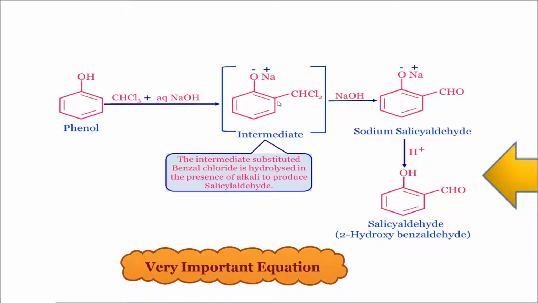Benzal chloride is C6H5CHCl2, to which ONa is also attached. So this is an intermediate product, sodium phenoxide salt along with CHCl2. Now this is undergoing again further treatment with NaOH. Now what happens here is, this Cl2 will combine with 2 more Na from the NaOH. 2 molecules of NaOH just to be considered. So they come out as 2 molecules of NaCl.